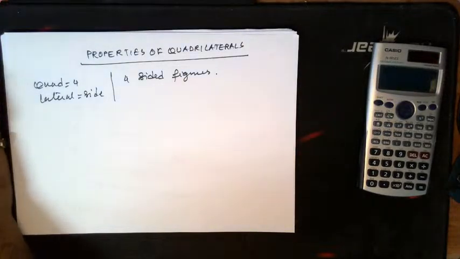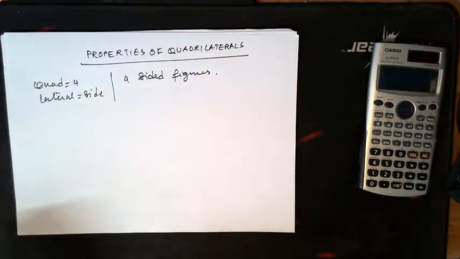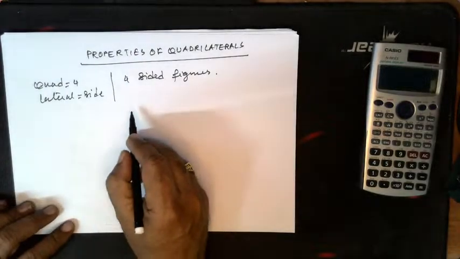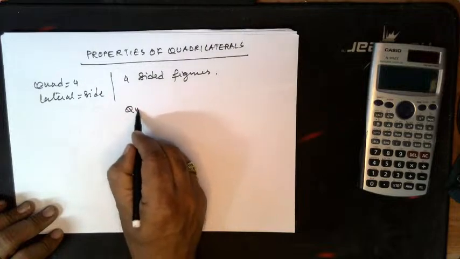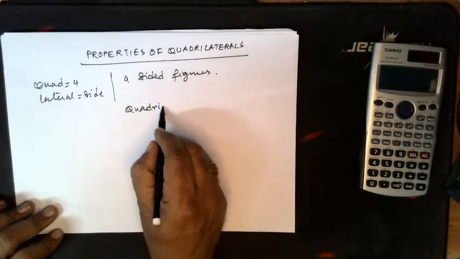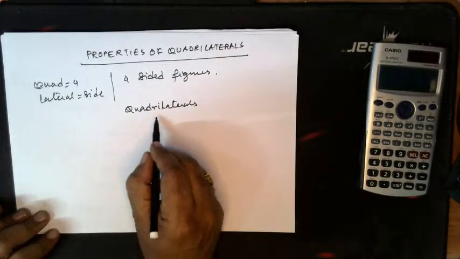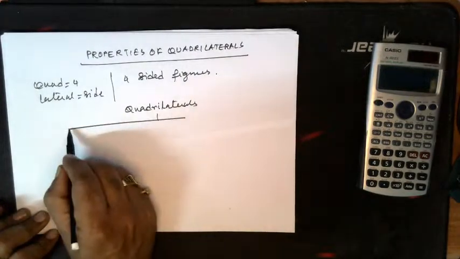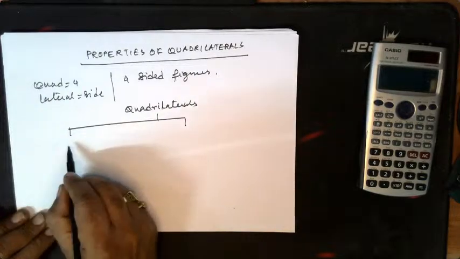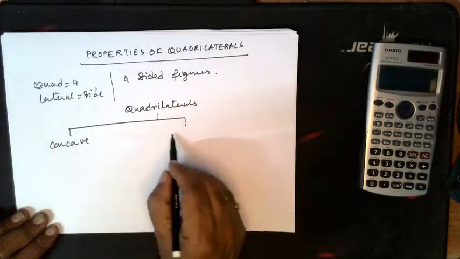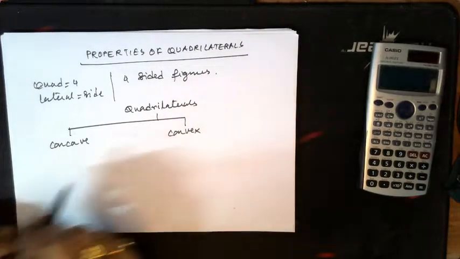Now, what are the four-sided figures? We have a square, rectangle, trapezium, parallelogram, etc. Let us broadly classify quadrilaterals. Take down: quadrilaterals are of two types, concave quadrilateral and convex quadrilateral.